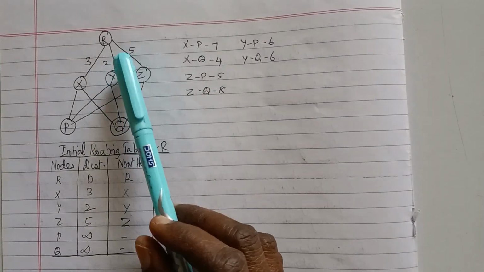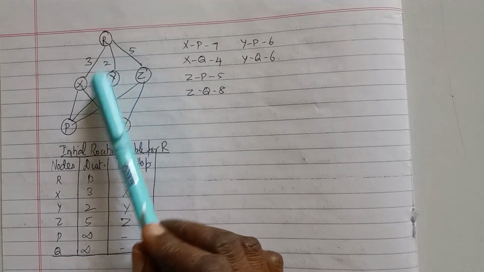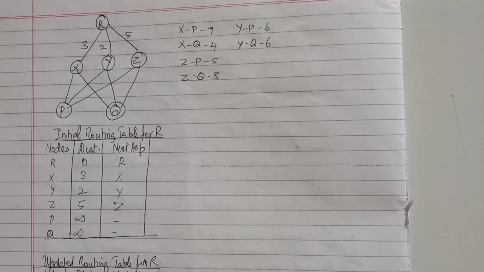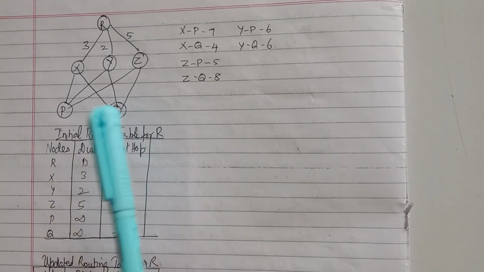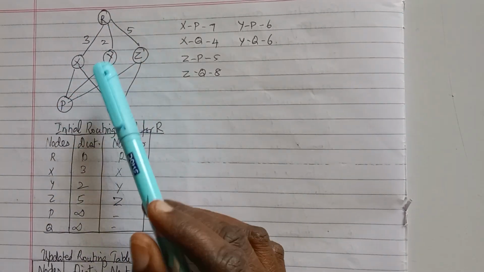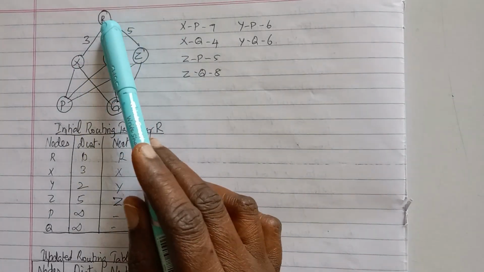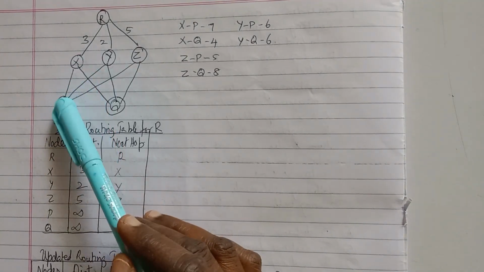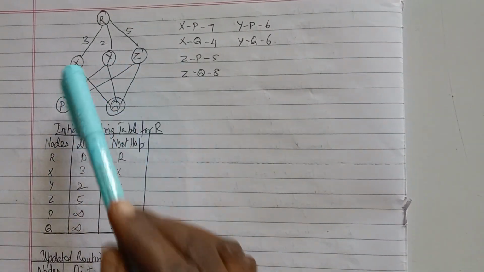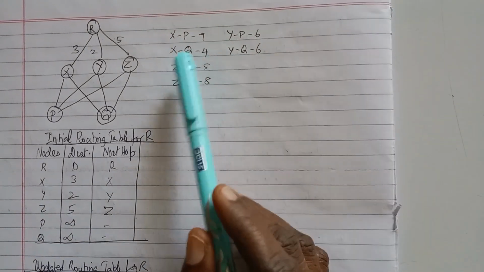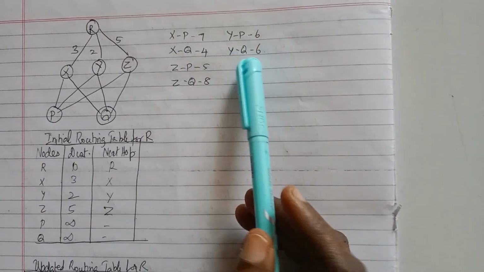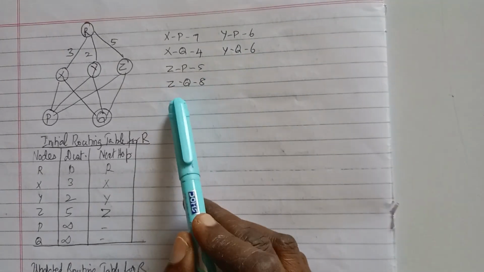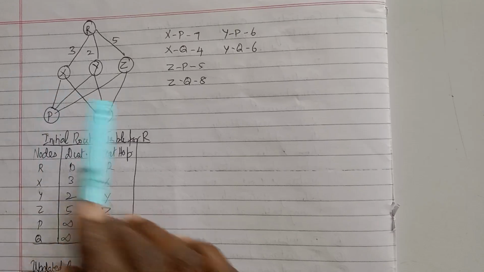See, this is the router R and then X, Y, Z as neighbors. They are connected with distances 3, 2 and 5. Next, P and Q are the other routers, so you have to find the distance from R to P and Q. Here I have written the distances from R to X, Y and Z, that is 3, 2 and 5, and the distances from X, Y and Z to P and Q. X to P is 7, X to Q is 4, Y to P is 6, Y to Q is 6, Z to P is 5 and Z to Q is 8. So we have the distances.